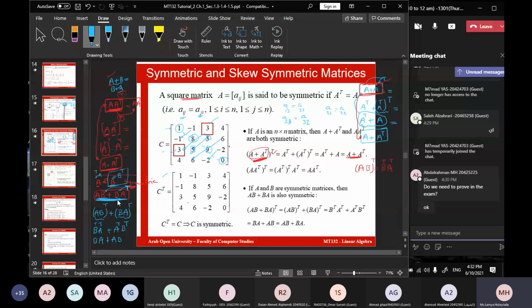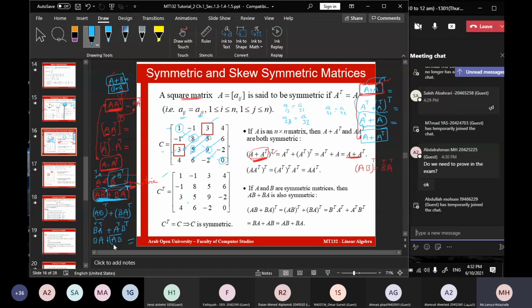طيب, I compare. Did I reach? Not yet. I need AB to be in the beginning. But what we said is that A plus B is the same as B plus A. Yes, يبقى this one I can take and put here, and the other one I put there. So this is equal to AB plus BA. I switched, صح? This matrix and this matrix. So am I done? Yes.